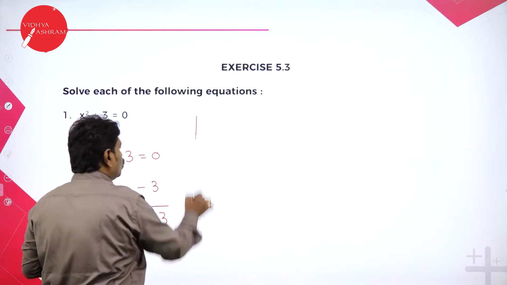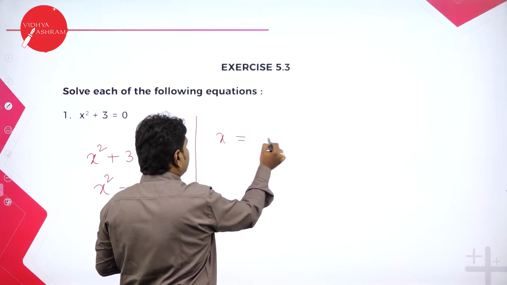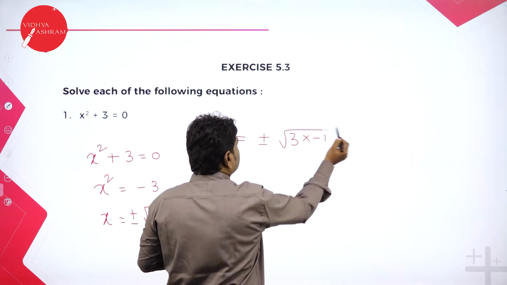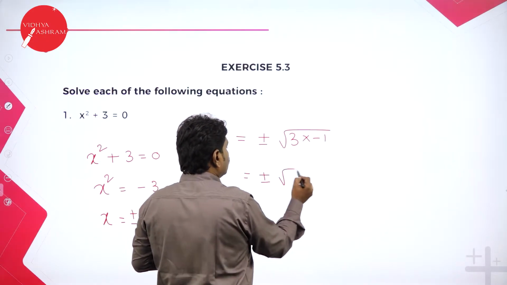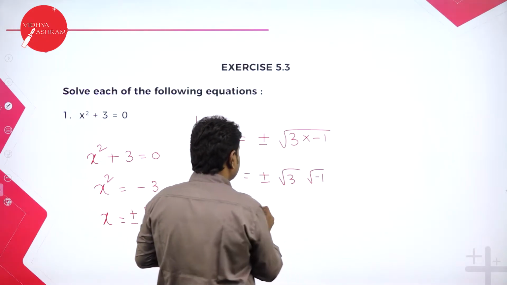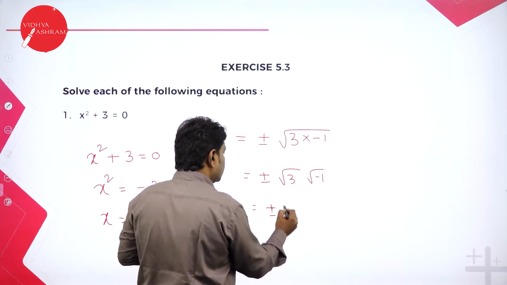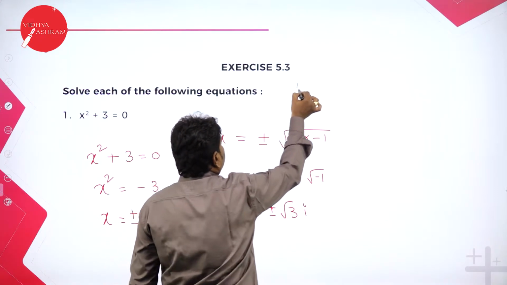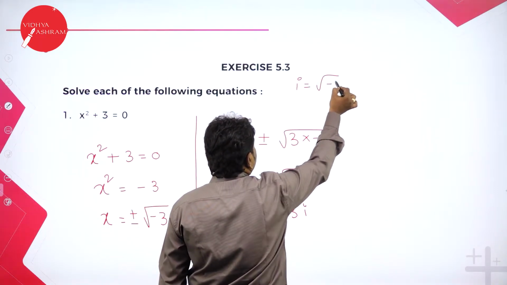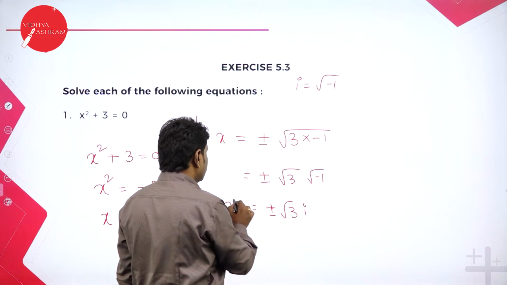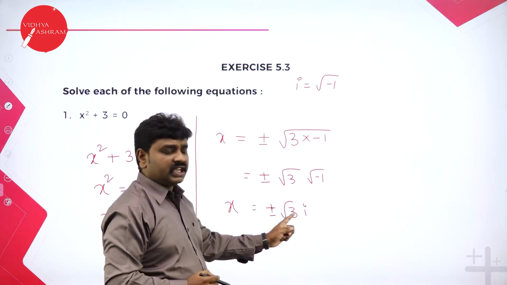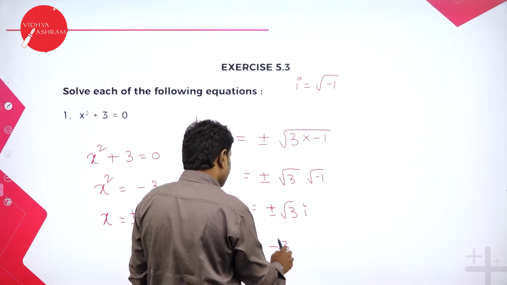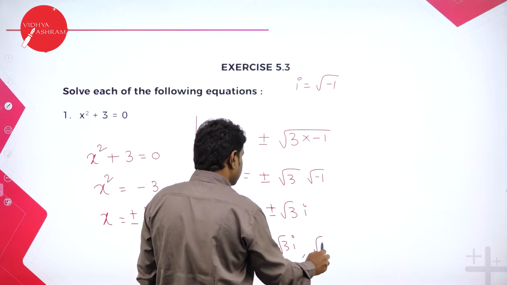So we got two roots. x is equal to plus or minus root of 3 into minus 1 under the root. So that is plus or minus root 3 times root minus 1. That is plus or minus root 3 into i. You know what root minus 1 is? In complex numbers I taught you, i is root of minus 1. So what are the roots? The roots are plus root 3i and minus root 3i.